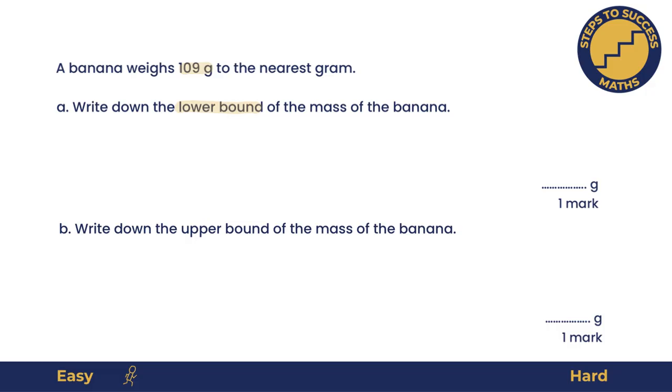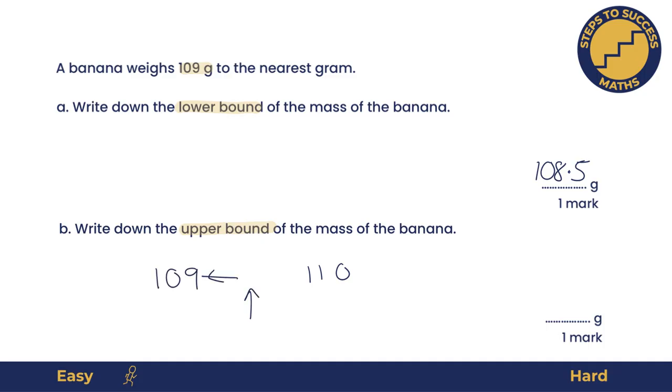So the answer is 108.5. Anything less than that would round down to 108, and anything over that is where we want it to go. So 108.5 grams. B, write down the upper bound of the mass of the banana. So you're going to do the same thing and think about what the biggest number is that you could round, and this time it will be round down, to give 109.